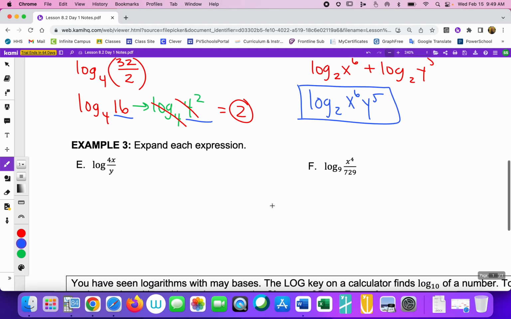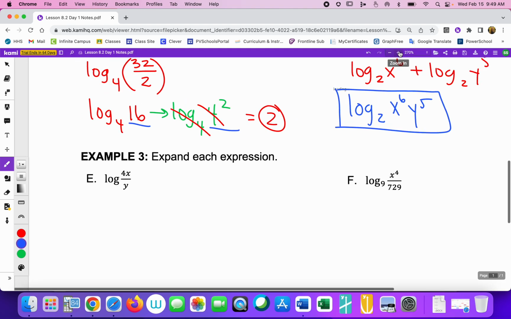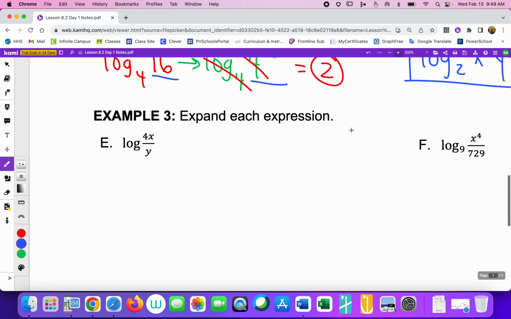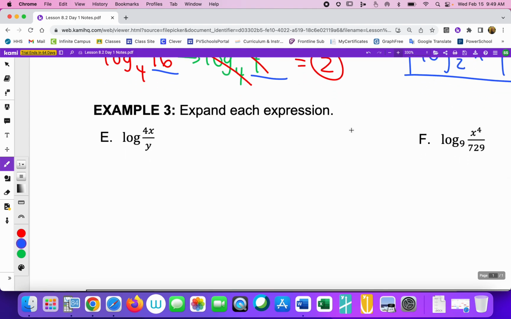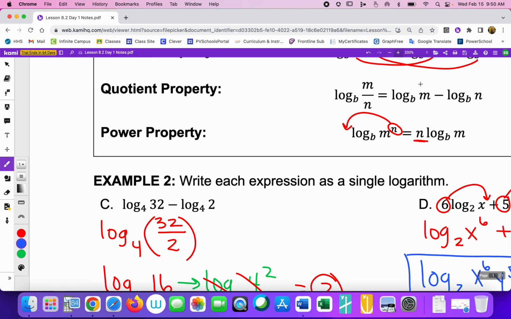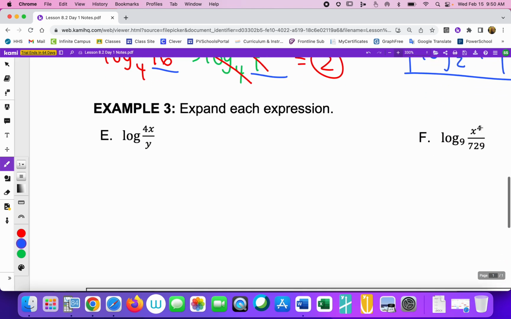Now expanding, so we're going to take it from one log into at least two, sometimes more than that. On E, it's in a fraction form. I want you to split apart the fraction first. What operation would that be? It would go from division into what? Subtraction. So split apart that fraction. Now the numerator will go first, minus the log of the denominator. So start there. Get rid of the fraction.